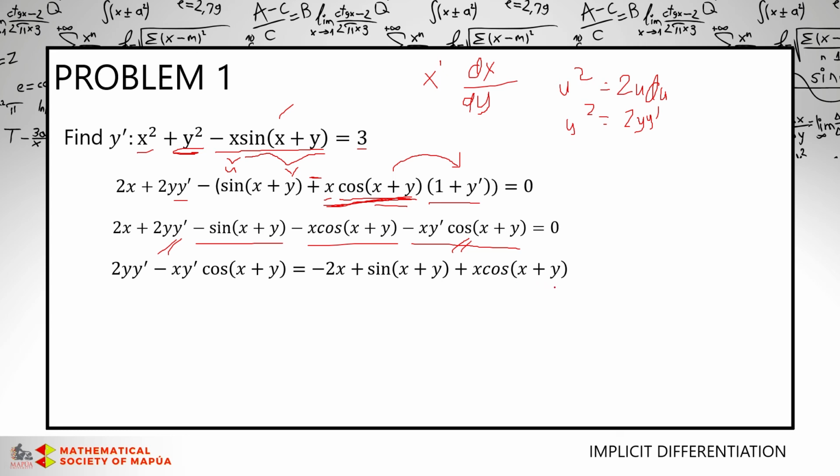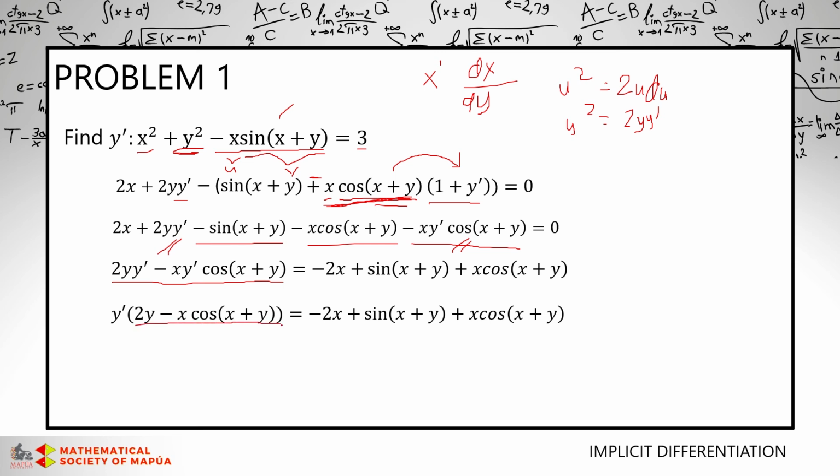Okay, and then the next thing to do is, since nasa isang side na yung y prime, pwede na natin siyang i-factor out from here. Factor out natin yung y prime, we get y prime times 2y minus x cosine of x plus y. Okay? So, since na-isolate na natin yung y prime or na-factor out na natin siya, we can actually isolate it by dividing both sides by this one. So, makukuha na natin yung value ng y prime natin, which is negative 2x plus sine of x plus y plus x cosine of x plus y all over 2y minus x cosine of x plus y.